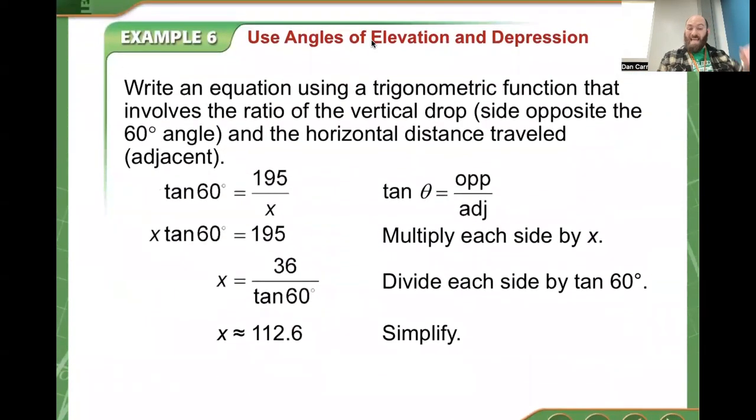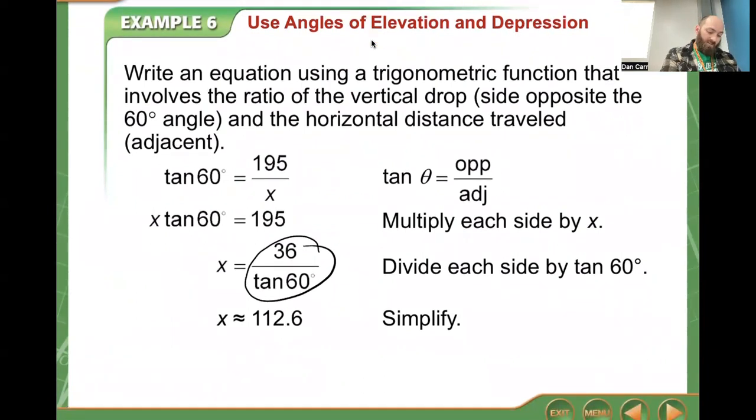We can set it up with a tangent. So the tangent of 60 is equal to 195 over x. Just like with our other solving, we multiply both sides by x, divide by tangent 60 here. So this is what would go in my calculator, 195 divided by the tangent of 60. Do that, you get 112.6. So that means that's my final answer, which is 112.6 feet.